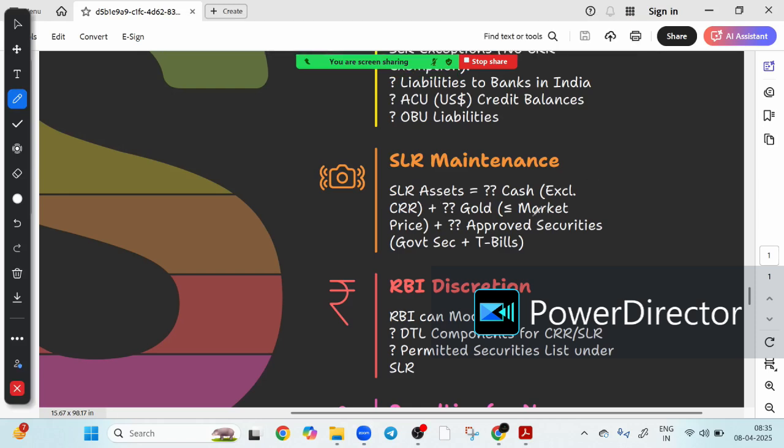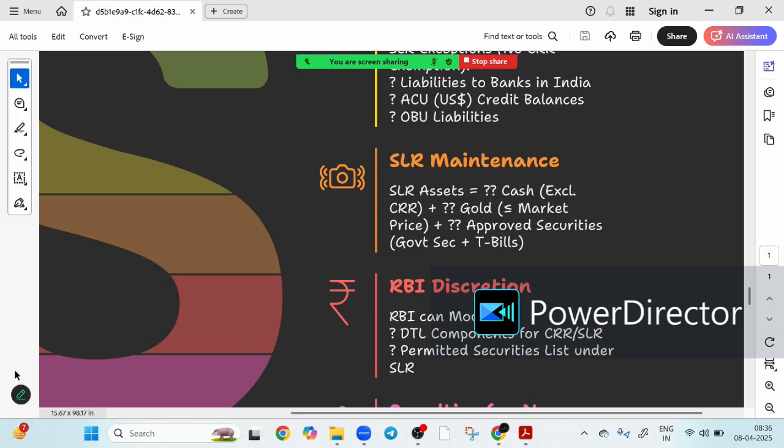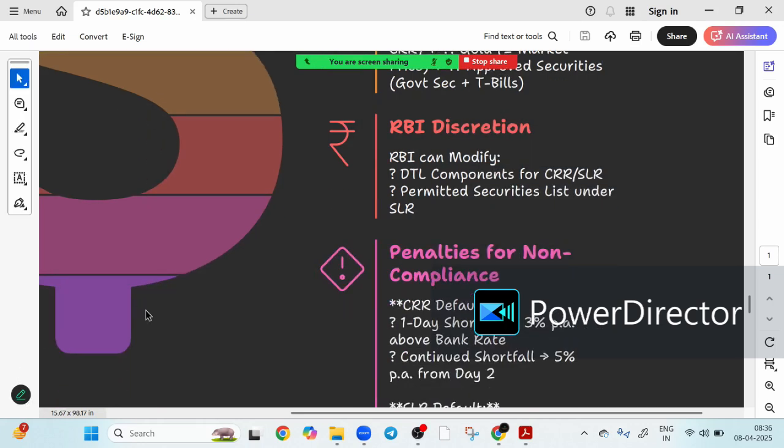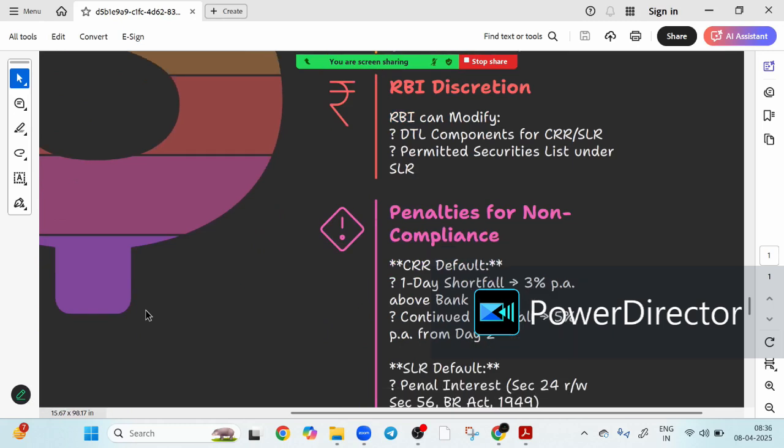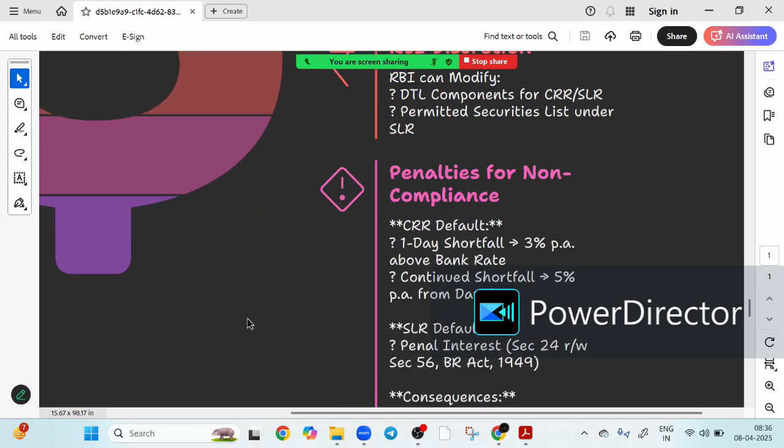So banks must ensure that their eligible assets match the SLR requirement each day. Think of it like a daily health checkup for liquidity. If you look at RBI discretion, it may be cash, gold or approved securities. RBI can temporarily reduce both CRR and SLR requirements in times of financial stress or to inject liquidity into the system. Obviously, if RBI wants to inject liquidity into the system, it will reduce SLR and CRR. So this helps control inflation. What are the penalties? Remember, what if the bank fails to maintain CRR and SLR?